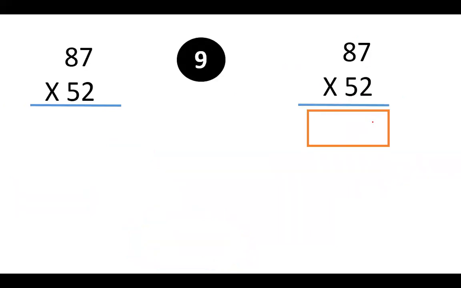We have 7 into 2, 14, 4, carry 1, 8 into 2, 16, 7 into 5, 35. That is 52, carry 5, 45. So this is 4, 5, 2, 4. That is what is solved in less than 10 seconds. So let me explain how it has been completed. So first of all, we have multiplied 7 with 2.